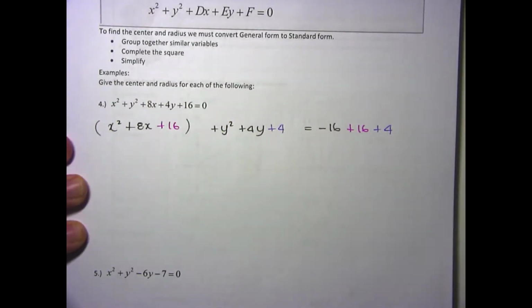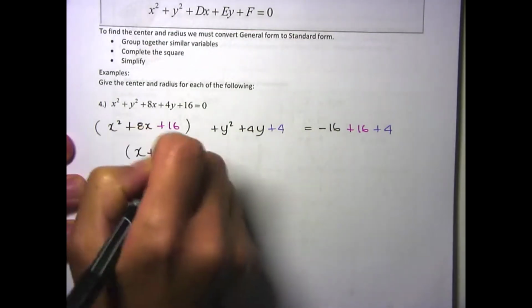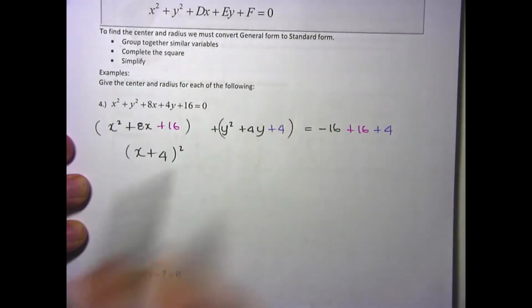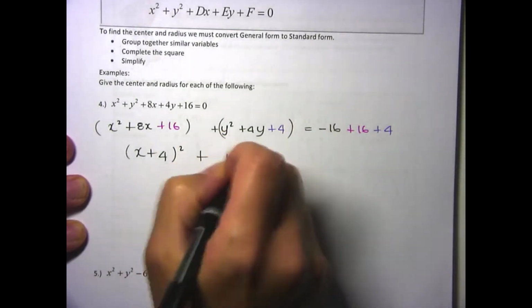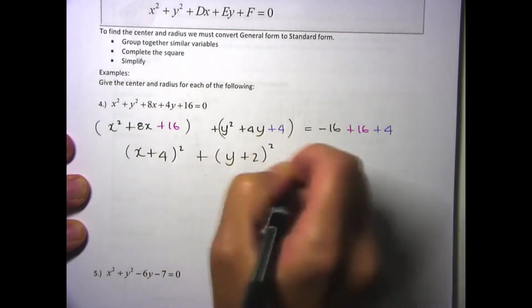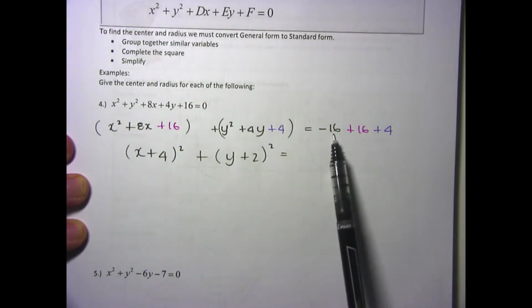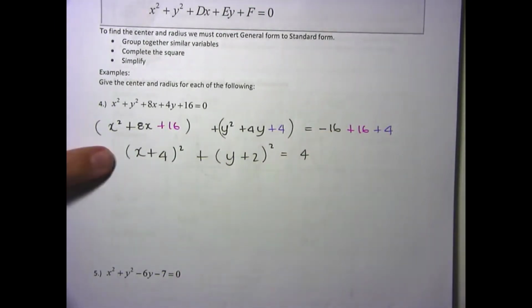X squared plus 8x plus 16 is equal to x plus 4 quantity squared. These guys can be grouped together. Y squared plus 4y plus 4 becomes y plus 2 quantity squared. And this is equal to, what do we have on the other side? Negative 16 plus 16 plus 4. So I'm just left with a 4 here. We just have 4 on the other side. So now this starts to take on more of that circle equation look.